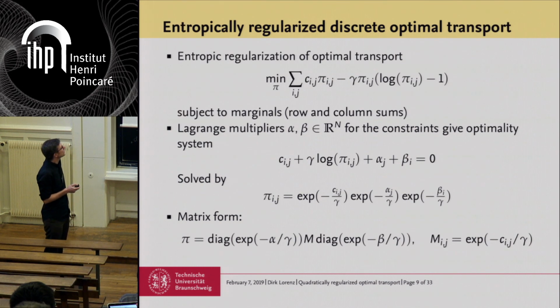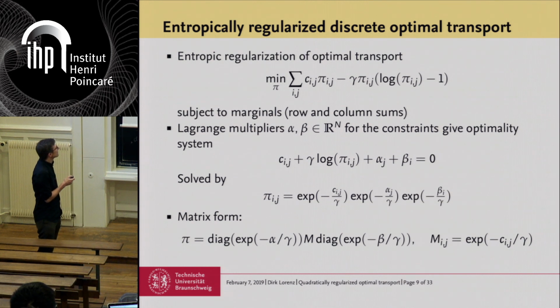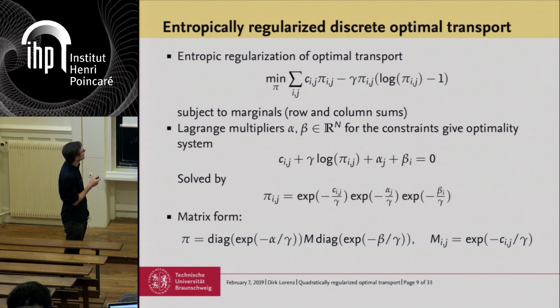So the discrete optimal transport problem with entropic regularization is like this. This is the integral of c against pi. This is the entropy, and this -1 doesn't matter because this pi is actually normalized. And we minimize this subject to the marginals. This is the optimality condition you get. You don't see the positivity constraint because it's actually enforced by the entropy here.